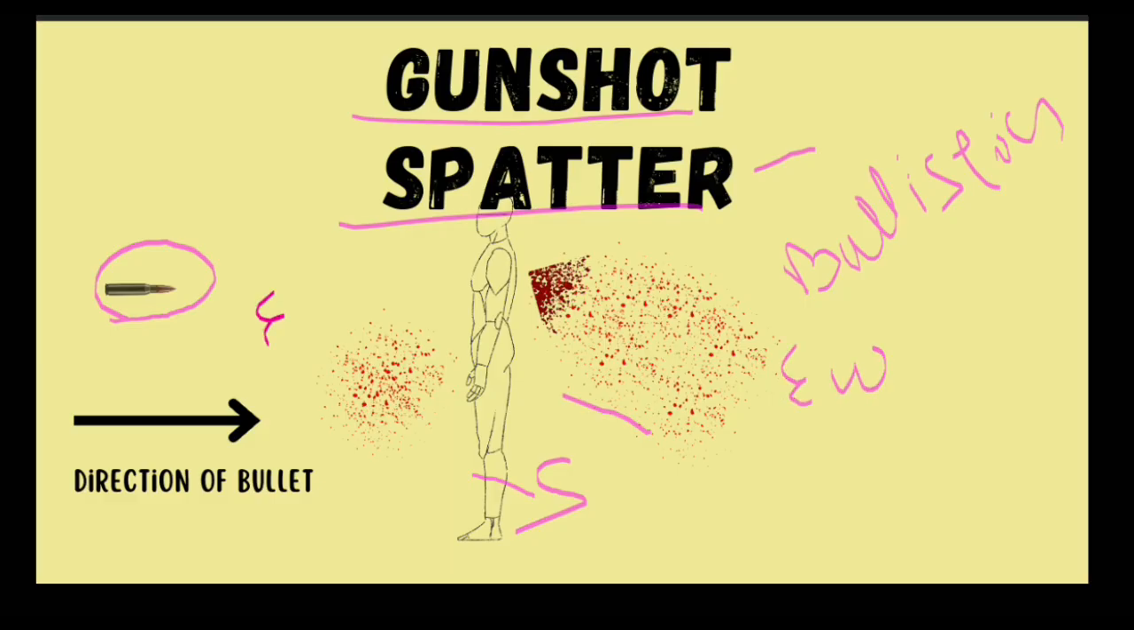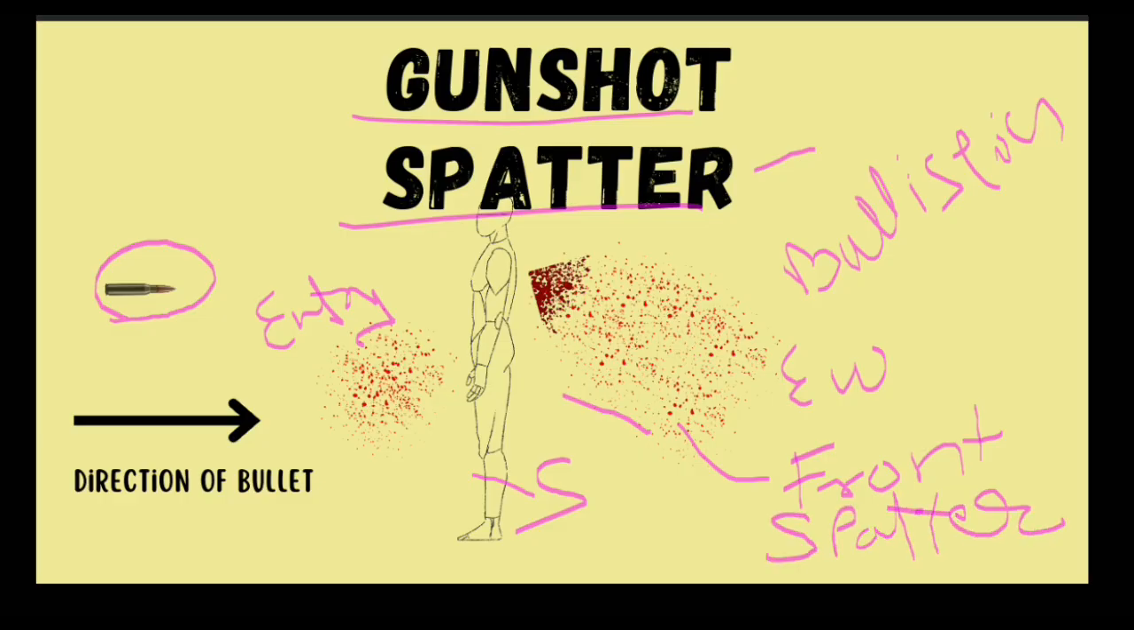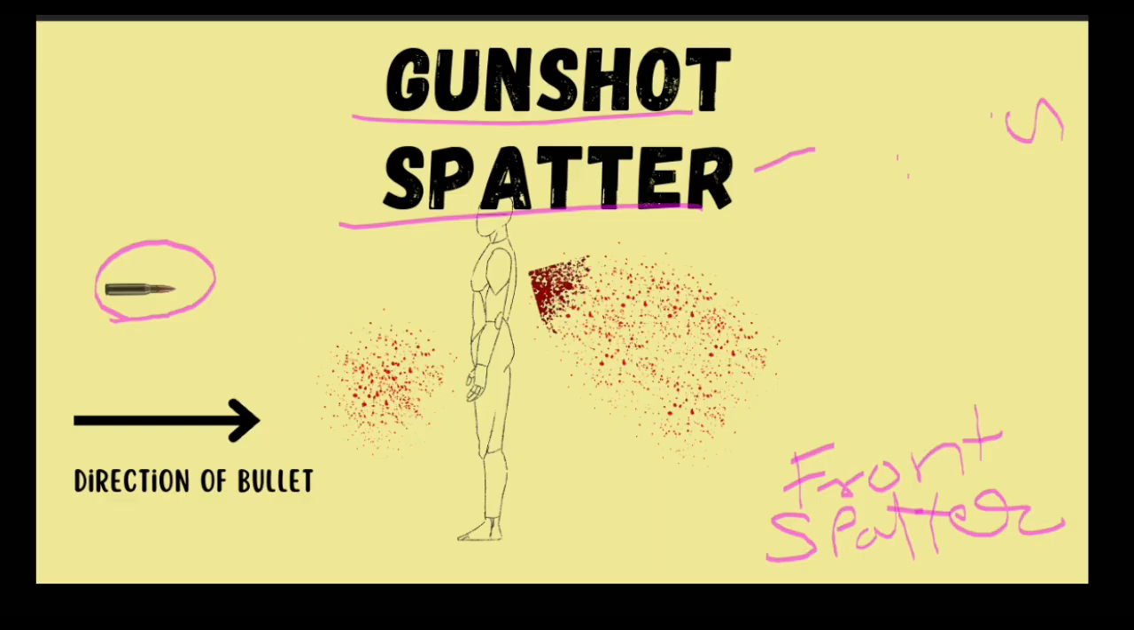The blood that oozes out from the exit wound, from here, is what we call front spatter, because the person who fired the bullet is facing the victim. The culprit is facing the victim, and when he fires the bullet, his front face would be toward the back of the victim. So that is the front spatter with respect to whom? To the one who fired the bullet.